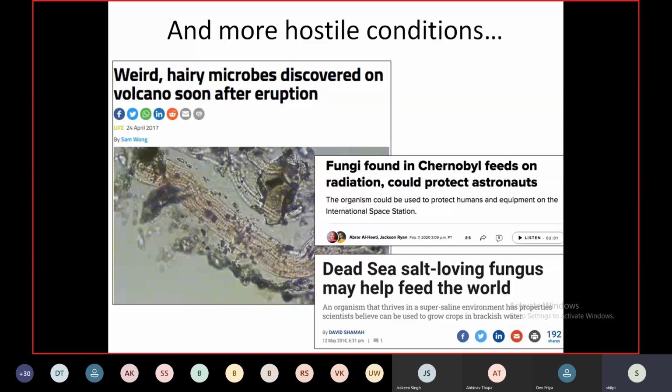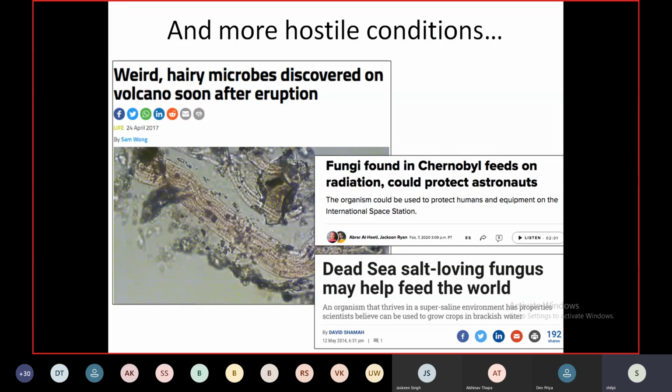Here are some interesting articles that talk about the extremities wherein microorganisms can survive or have been found, like volcanic eruptions and conditions heavily exposed to radiation. For example, the Chernobyl fields have been found to have organisms, and even the Dead Sea. Now, why is the Dead Sea important? Why do you call it the Dead Sea? Anybody? It's so saline that no major life forms can survive in that environment. Correct. The salinity level is too high.